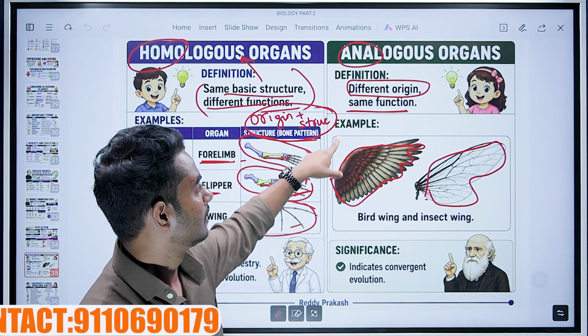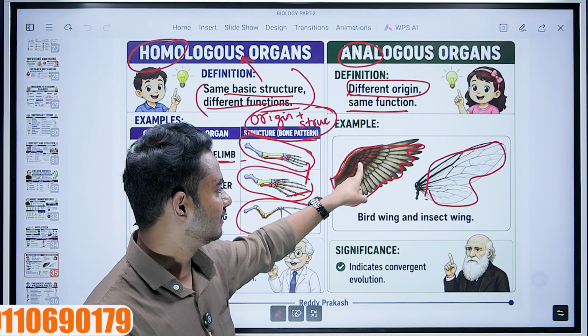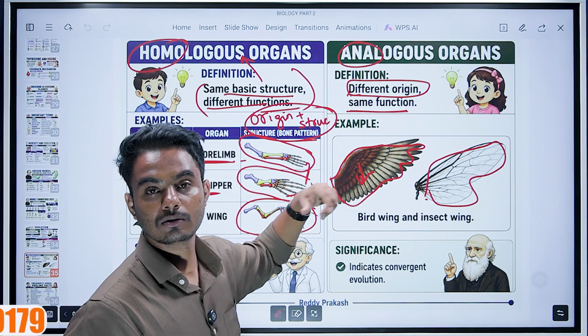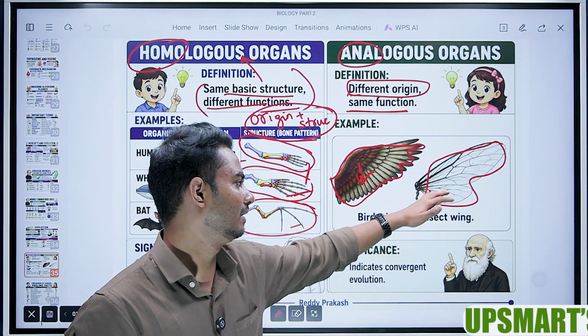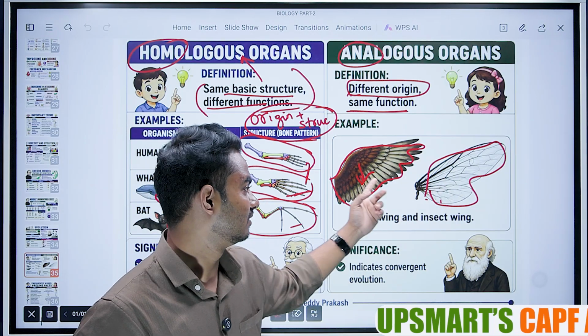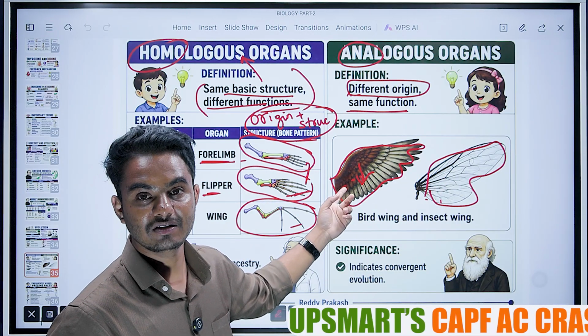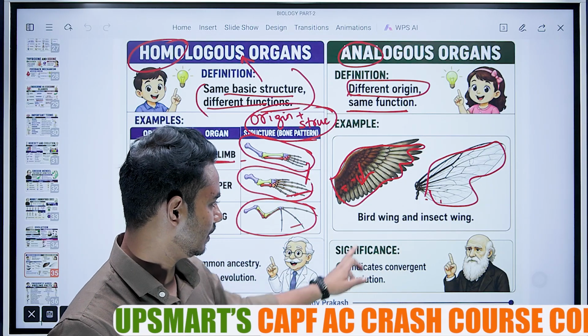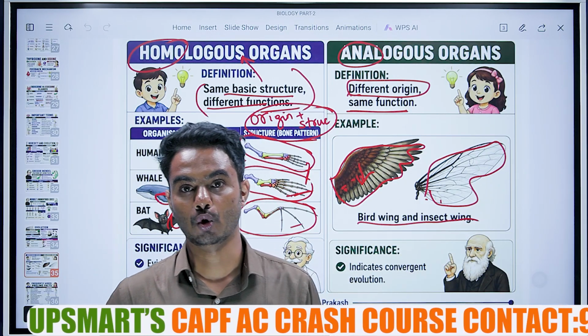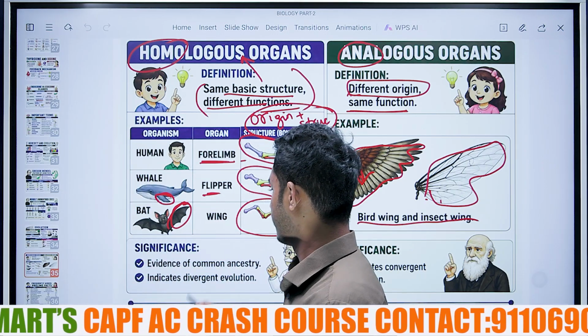That means the origin is different. The origin of insects is from a different organism. This is a completely different phylum. This is insects. This is aves, means birds. The origin is different, but the function is the same. Bird wing and insect wing. So now we come to a conclusion.